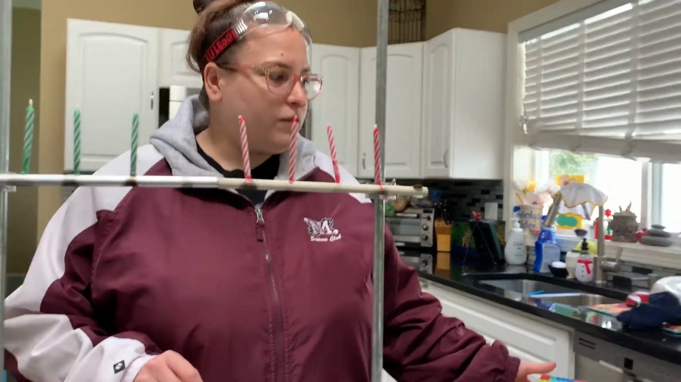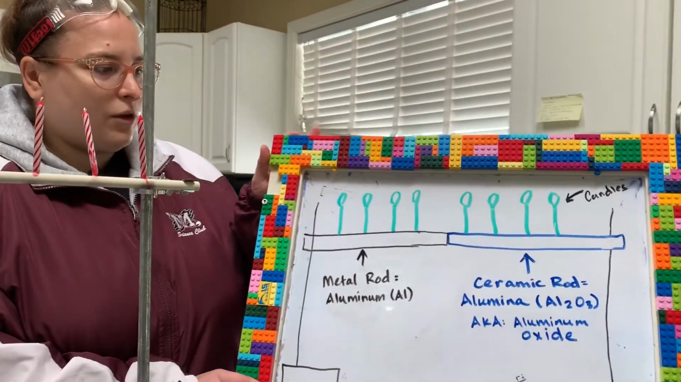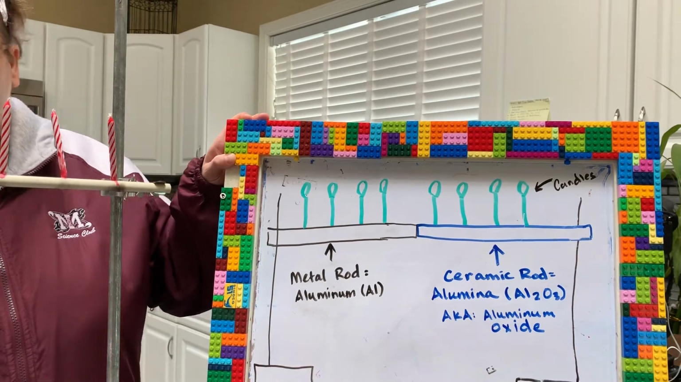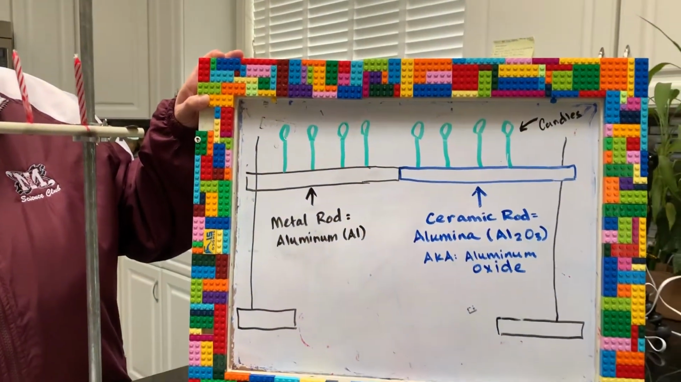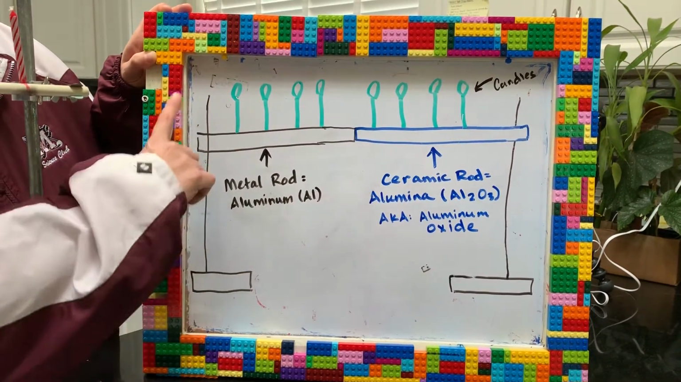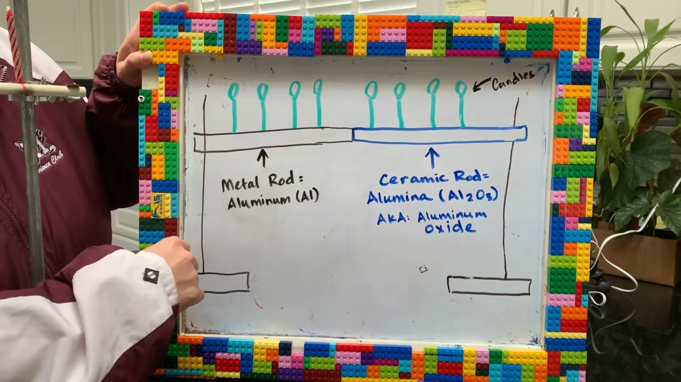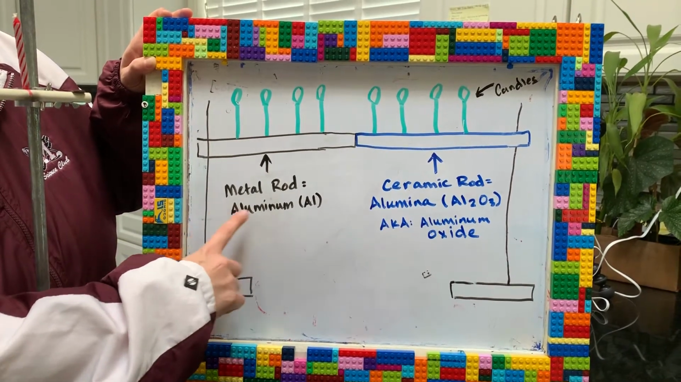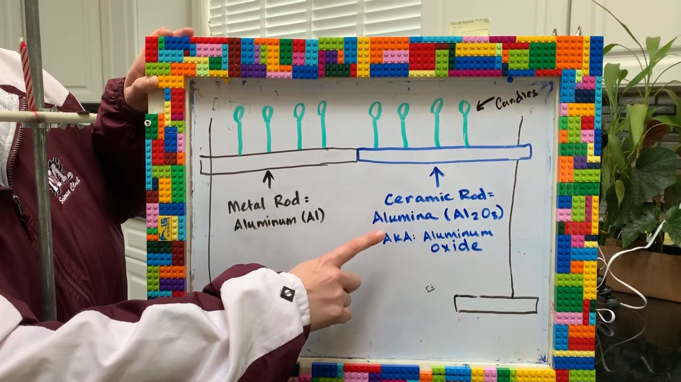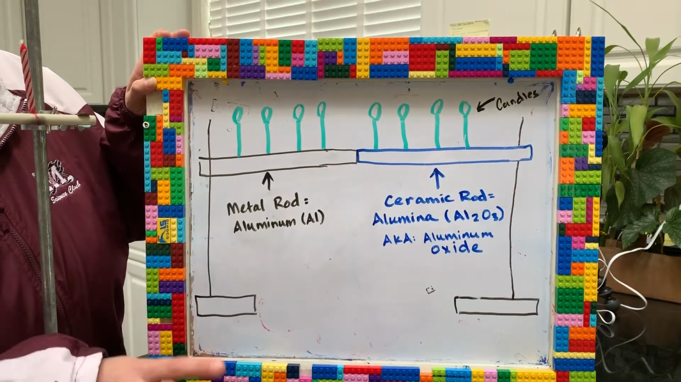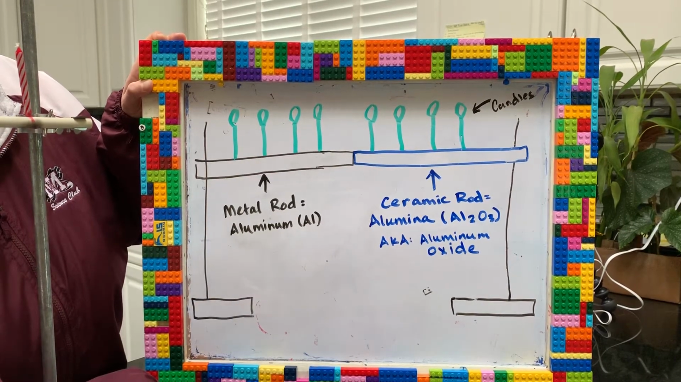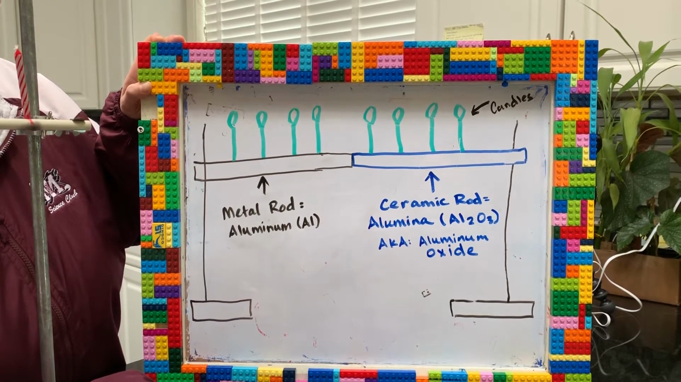But first, once you've got that worksheet handed out, whether you printed it out or you're doing it digitally, we're going to draw this on number 1. If you want, you can pause the video, but I'm going to go over it and tell you what you're drawing. So we have our stands on the sides, clamping in the rods. Our first rod is our metal rod, which is made up of aluminum, Al. Then we have our white ceramic rod, which is made of alumina. Now, alumina is not aluminum, it is aluminum with oxygen in it. The chemical formula is Al2O3, and the chemical name is aluminum oxide.